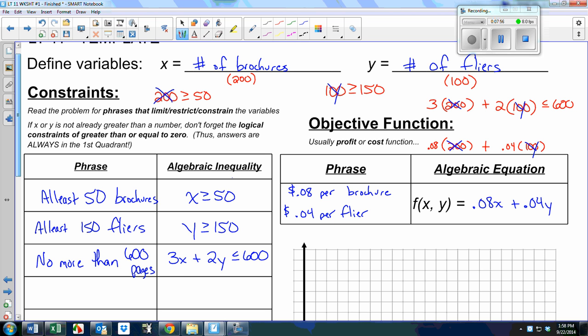Graph these 3 on a graph, see where they cross, find the feasible region, and then use the function that we wrote over here to minimize cost. All right, I'm going to stop the video there. You can always check your answers in class on the answer key book.